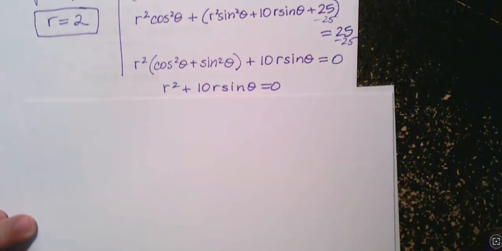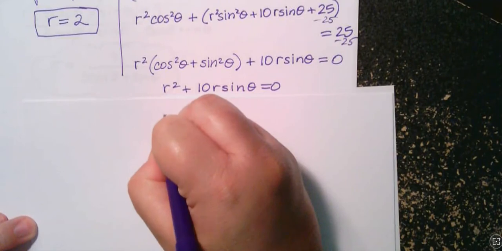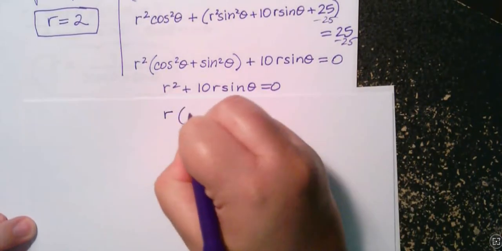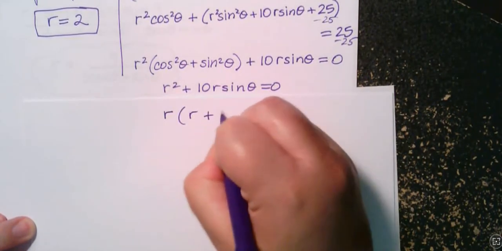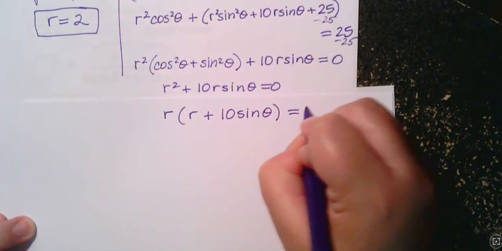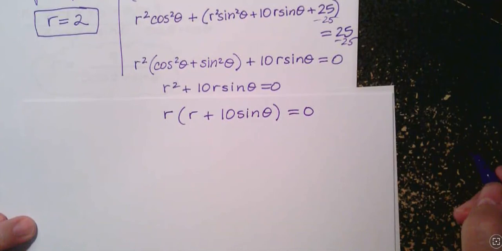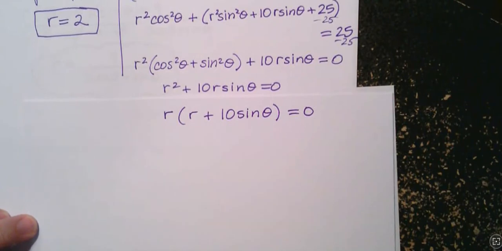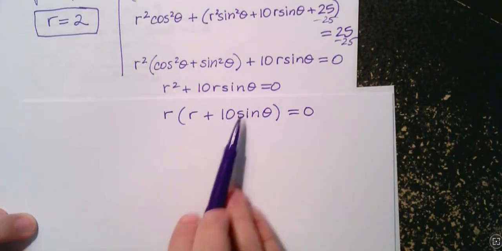Okay, so I just covered up below there where I had worked out this guy up here. And I noticed that there's an r in both terms. So now I have r times (r plus 10 sine theta) equals 0. I basically factored out an r. Now when we factor to solve and we have it equal to 0, that's called the zero product property, and we set each of our factors equal to 0.